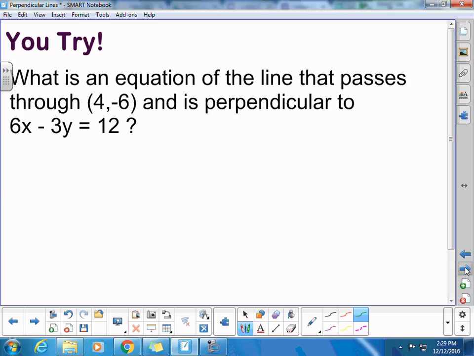You try this one, passing through (4, -6), and is perpendicular to this. This is going to be a tricky one, so put me on pause and give this one a try.